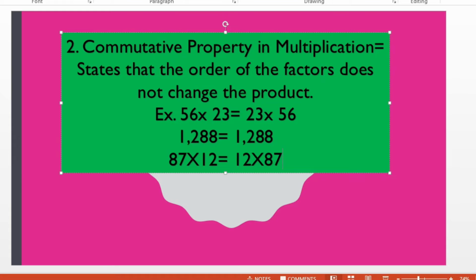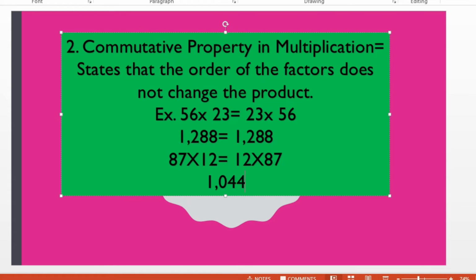So another example, 87 times 12 equals 12 times 87. So let us check. 87 times 12. The answer is 1,044 equals 12 times 87.